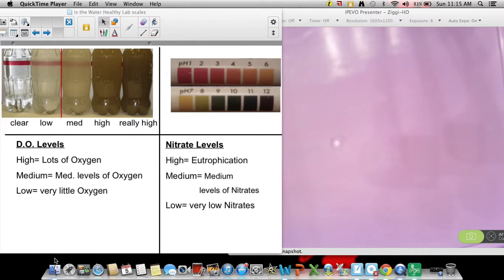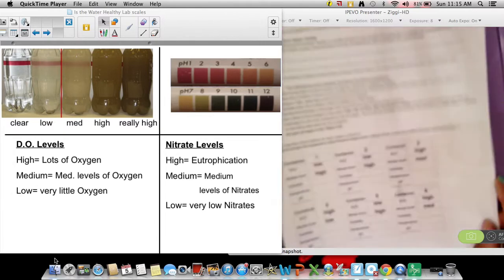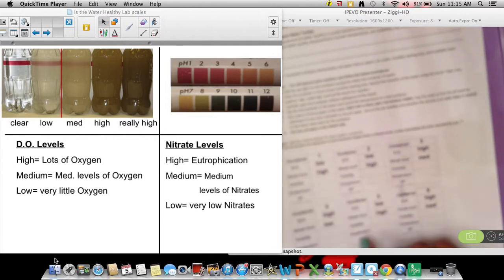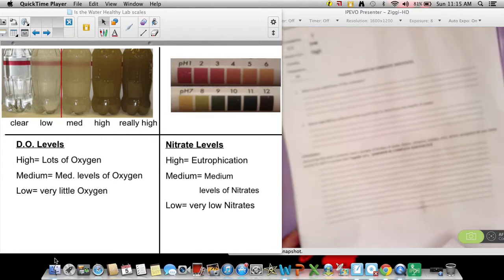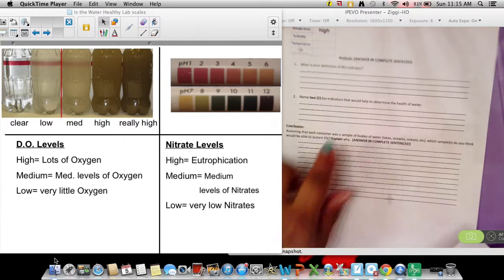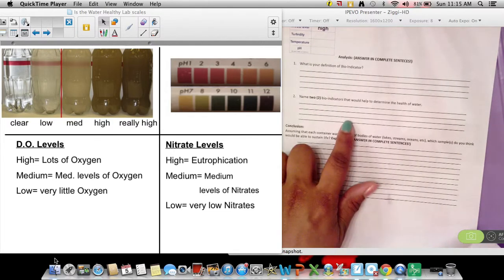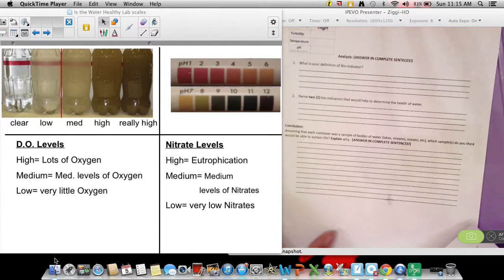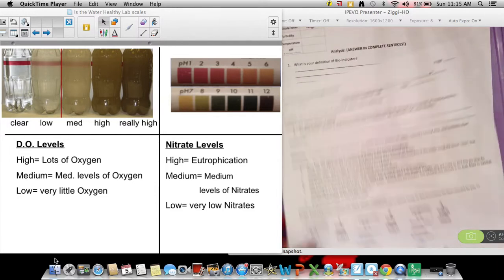This concludes all 7 stations. If you need to go back and fill in your chart, please do so and rewind. Make sure that you answer your analysis questions and your conclusion.